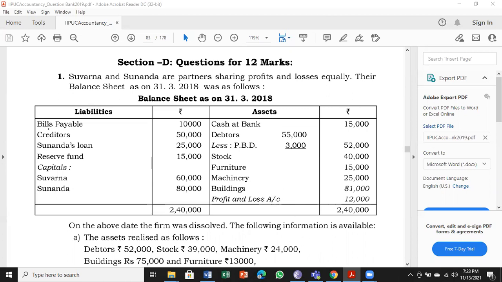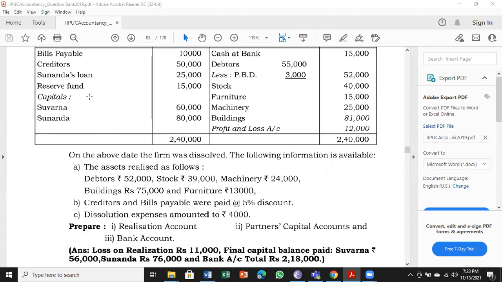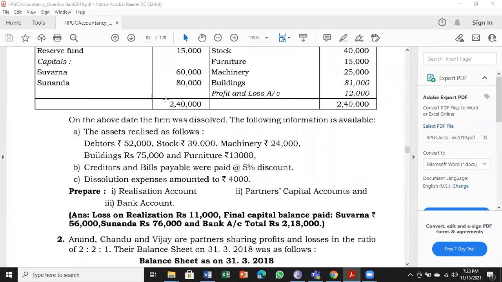Next, liability side, bills payable and creditors to be credited to realization account. Next, Sunanda's loan. See here, Sunanda is a partner. Partner's loan will come to bank account credit side. Then you have reserve fund and capitals. Both will go to combined partners capital account.